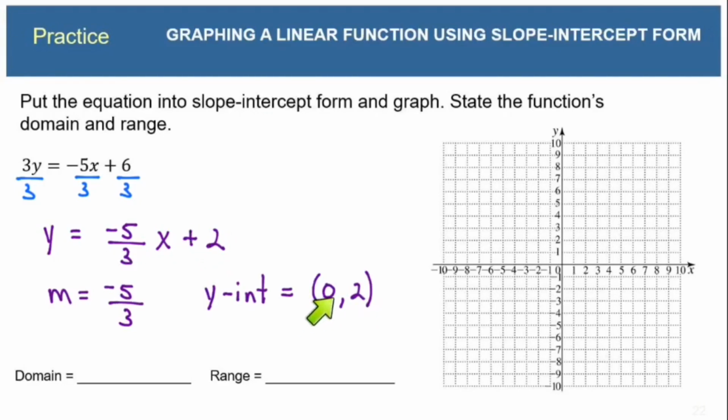We start by plotting the y-intercept, so we put a dot at (0, 2) on the y-axis, and then the slope is -5/3.